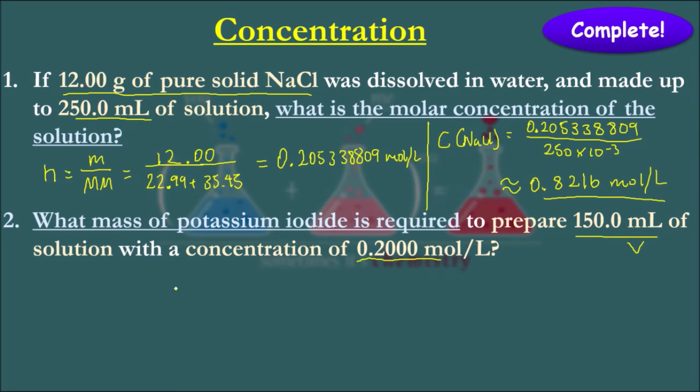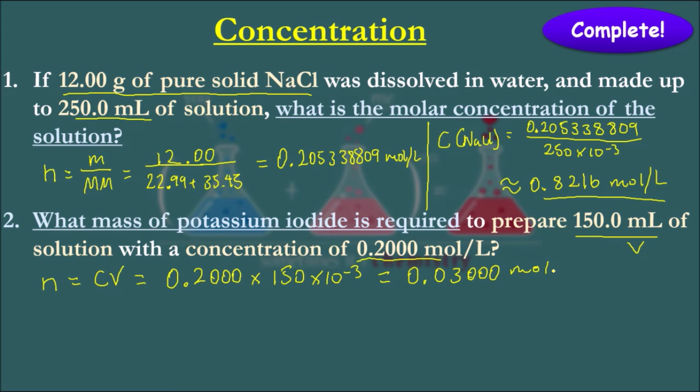So what you need to do, firstly, is to work out, using our formula n equals cV, the number of moles required to make this concentration. So we have 0.2000, and a volume of 150 times 10 to the power minus 3 liters, and so we would have 0.03000 moles of potassium iodide used in this calculation.